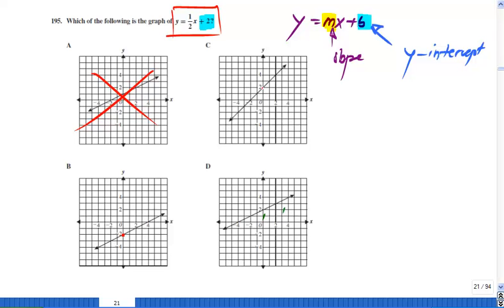C, right? C intersects the y-axis at the point with coordinates 0 and 2. That's good. B intersects the y-axis at the point with coordinates what? 0 and -2, right? Not good. And this graph here intersects my y-axis at the point with coordinates 0 and 2. This is good. So I have two options, C and D, to find which one is the answer.